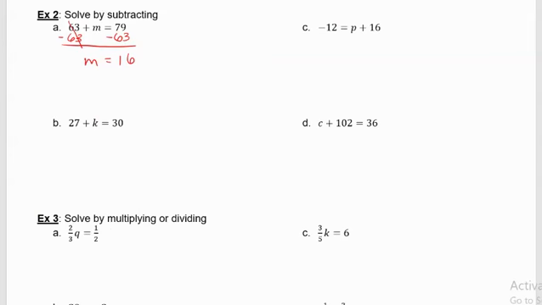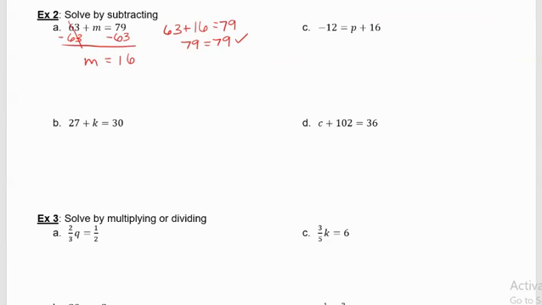Now I always like to check my answers. It's easy with one step, but when we get to multi-step equations, it's really important to actually check your answers. So I have 63 plus 16 equals 79. I get 63 plus 16, that's 79. So I do have 79 equals 79. That works.